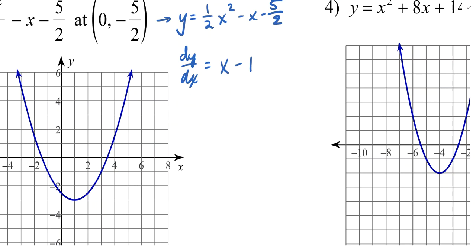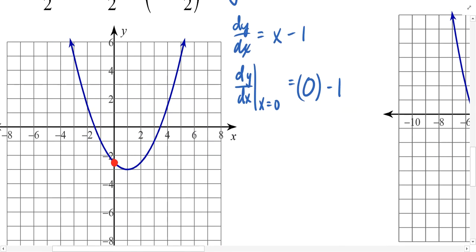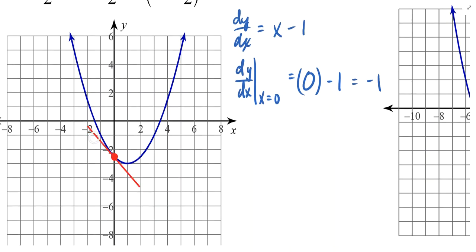Now, we're being asked to find the normal line at this point, at 0, negative 5/2, which is right here. If I substitute an x value into our derivative rule, so the derivative of y with respect to x at x equals 0, then this calculation will tell us how steep the tangent line is. And this hopefully makes sense to you. It appears that the tangent line has a slope of negative 1. So that's a better representation. We've got a slope of negative 1 at this point, but that's not what we're after here. We're not after the slope or the equation of the tangent line.